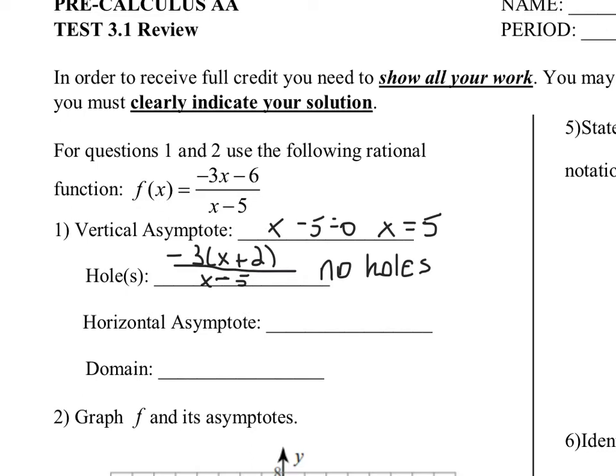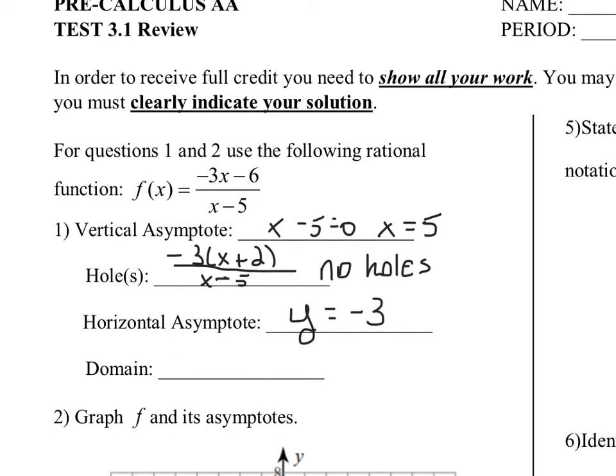Okay, horizontal asymptote. In this case, I want to look at the degree of my numerator and denominator polynomials to see if they're the same or if they're different. In this case, our degrees are the same. So if our degrees are the same, then we're going to divide the coefficients. So negative 3 over 1 is negative 3. So my horizontal asymptote is going to be y equals negative 3.